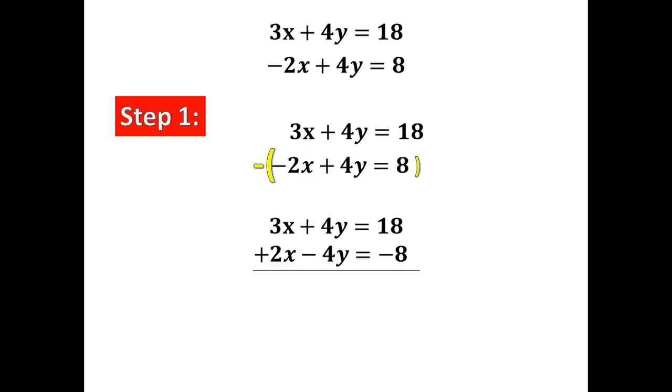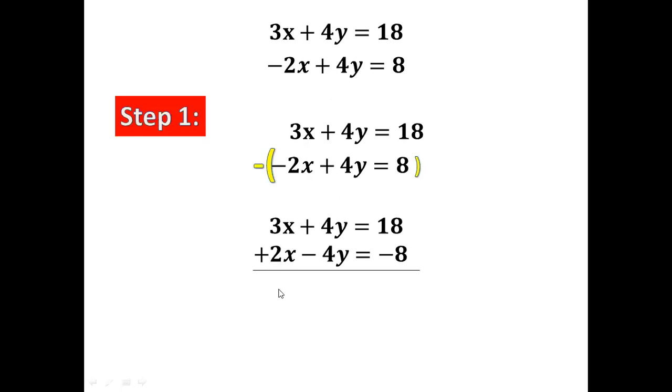Negative 2x will become positive 2x because we are multiplying it by negative 1. So negative 1 into negative 2 will give you positive 2. Negative 1 into positive 4 will give you a negative 4. And negative 1 into positive 8 will give you negative 8. I did not put the negative sign in between here, but it means it's negative.